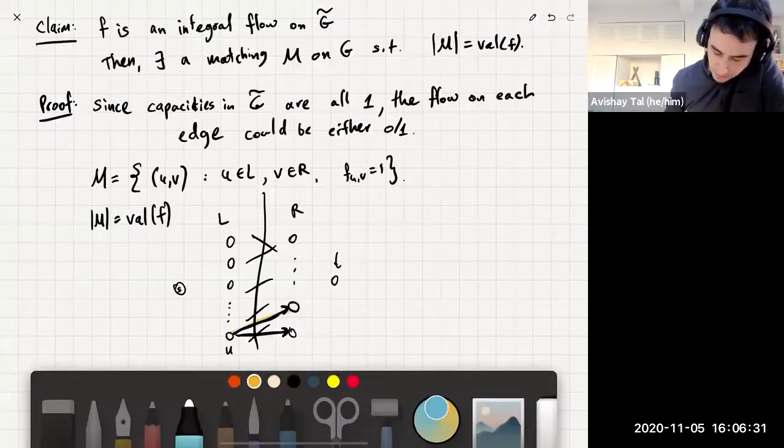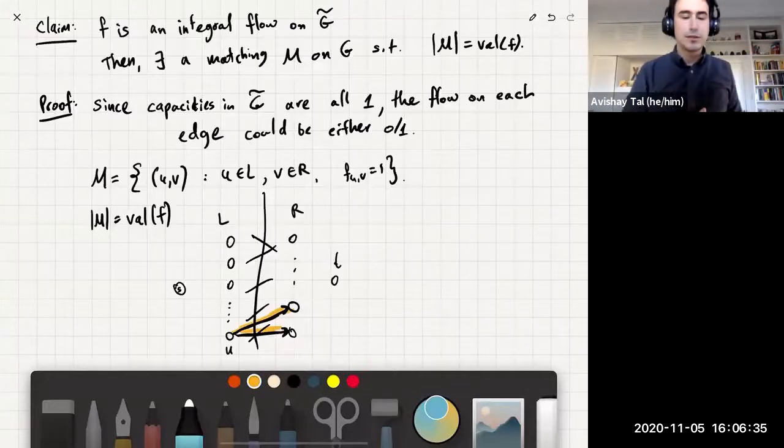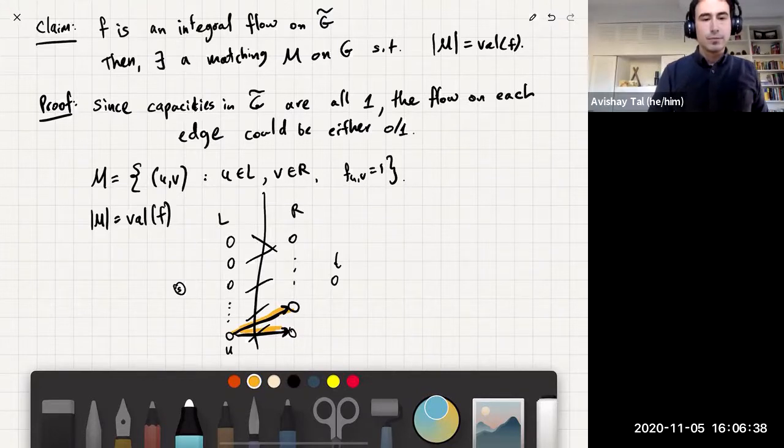So is this possible? Is this possible that we would pick these two edges to the matching? Or in other words, that the flow pushes one unit of flow on both these edges? Well, the answer is no, as you write in the comments. But why is that? Recall that U has only one edge coming into it, right? It only has one opportunity to get some flow in, the one from S.